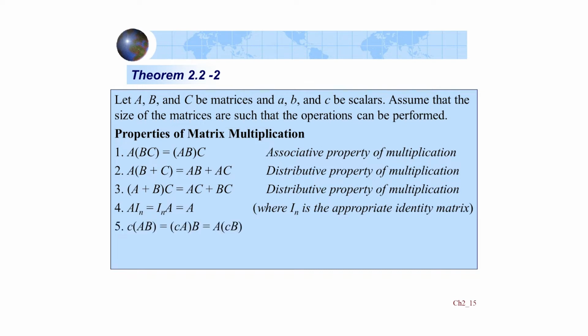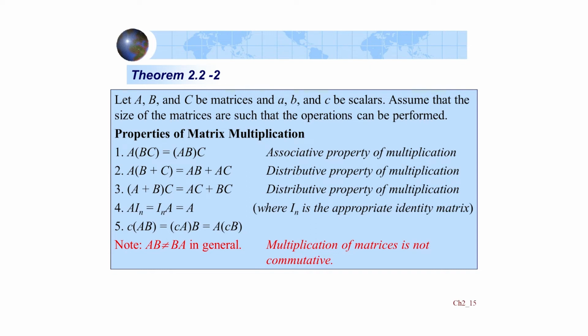And this is easy. Why do we, for example, give properties 2 and 3 separately? Because multiplication is not commutative in general. So that's why we distinguish them. Yeah, we give property 2 and property 3 separately, for the distributivity property of multiplication.